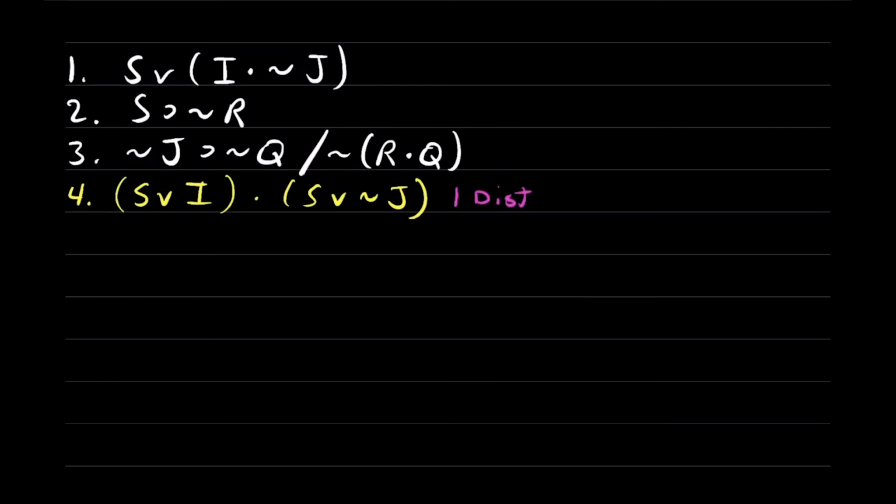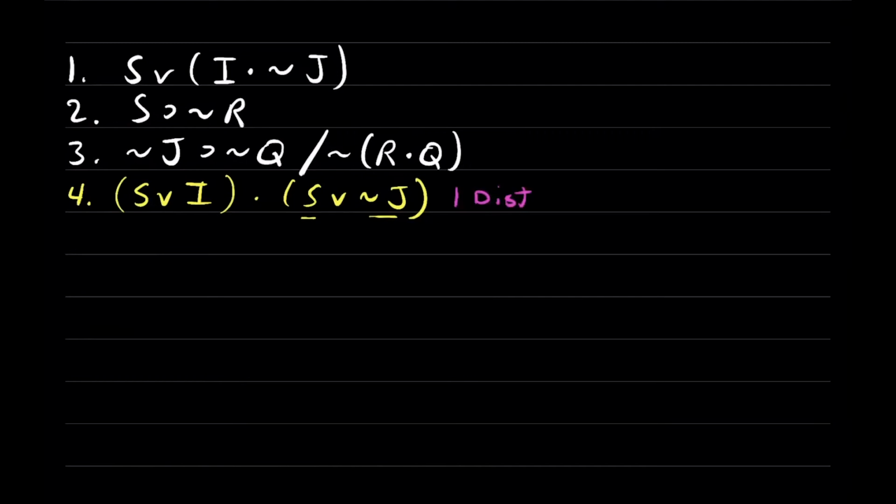Okay. What I see next, again, this is where you need to pause and see what's going to be helpful towards getting the conclusion. Line 4 is a conjunction. I could get either of those two conjuncts on its own line. To get the one on the right, S or not J, I'd have to do a commutativity step first. I do want to do that because I have two conditionals up here on lines 2 and 3: S implies not R, and not J implies not Q. And if I can get S or not J on its own line, I would have something that looks like a constructive dilemma step. So I'm going to do that.